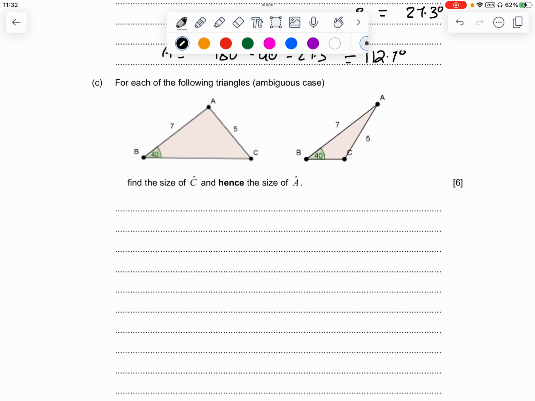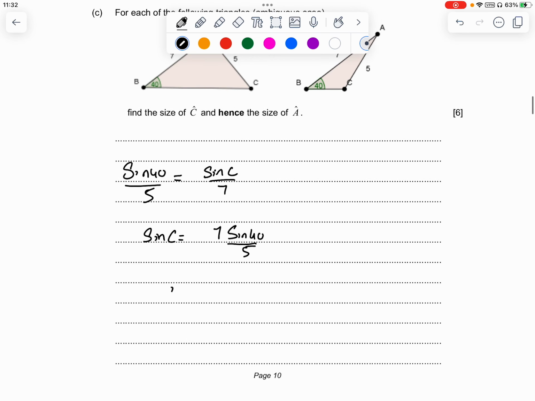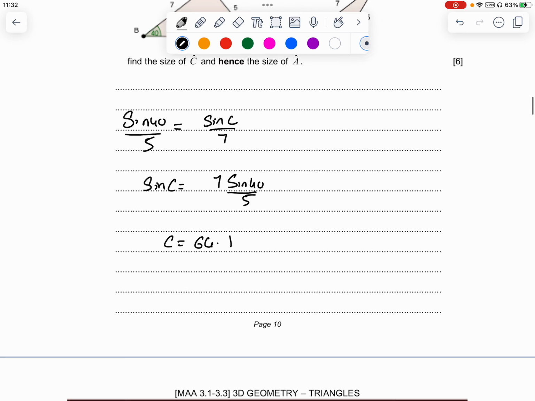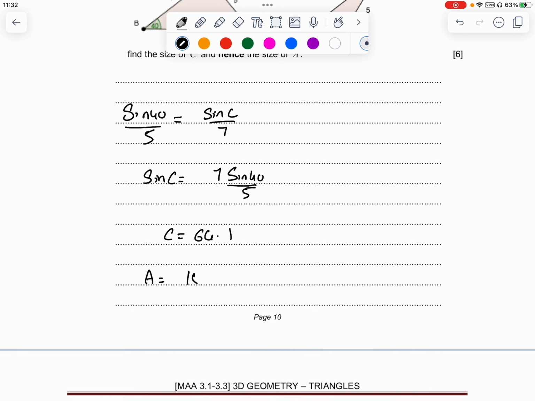Question number C. For each of the following triangles, find the size of C and hence the size of A. So we can see that sine 40 upon 5 equals sine C upon 7. So sine C equals 7 times sine 40 divided by 5. So from here, I will be getting the value of C as 64.1. If C is 64.1, A will be 180 minus 40 minus 64.1, which is 75.9.